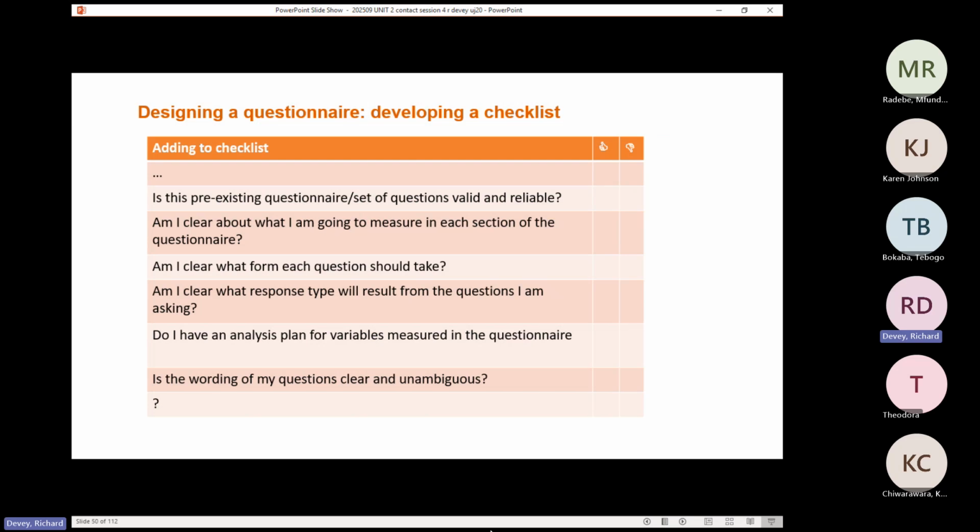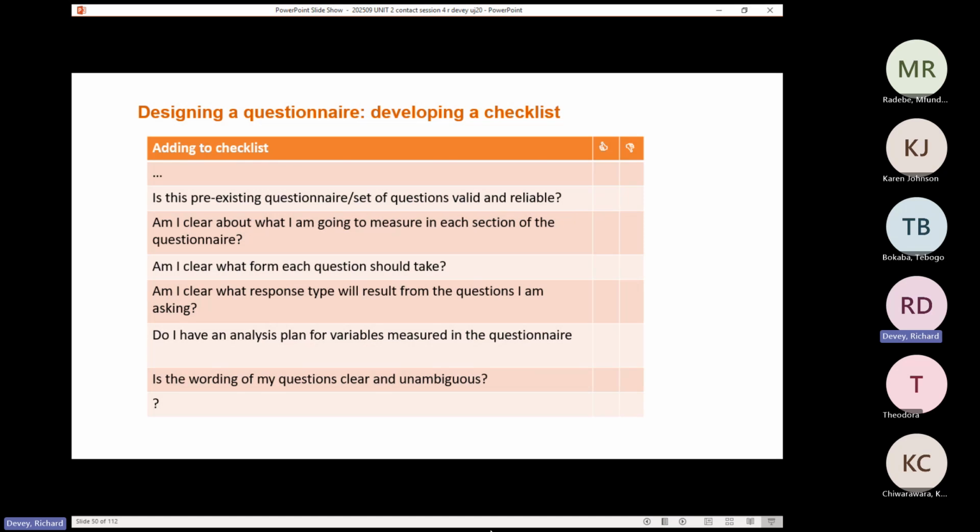So then to continue, I'm just going to go through the whole list first. Am I clear about what I'm going to measure in each section of the questionnaire? That goes back to Theodora's comment about having everything that you need in the questionnaire, and then putting it into nice sections. Then another question is, am I clear what form each question should take?